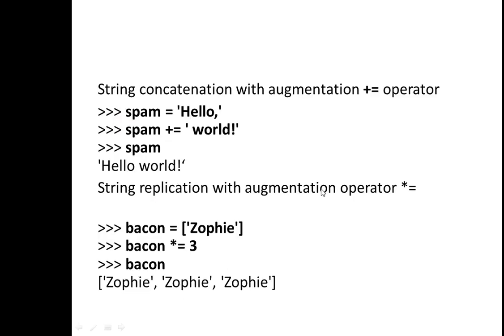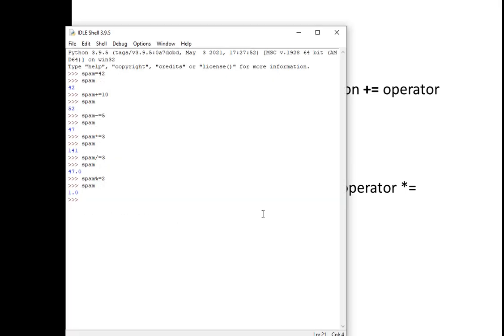We can also use these augmented assignment operators on string operations. Let's say I assign a string to spam. Let's say we call it hello. Now upon this I can do string concatenation by using the plus equal to augmented assignment operator, and let's say we will add world to it. So what does this do? This will do string concatenation. Plus equal to will do the string concatenation.